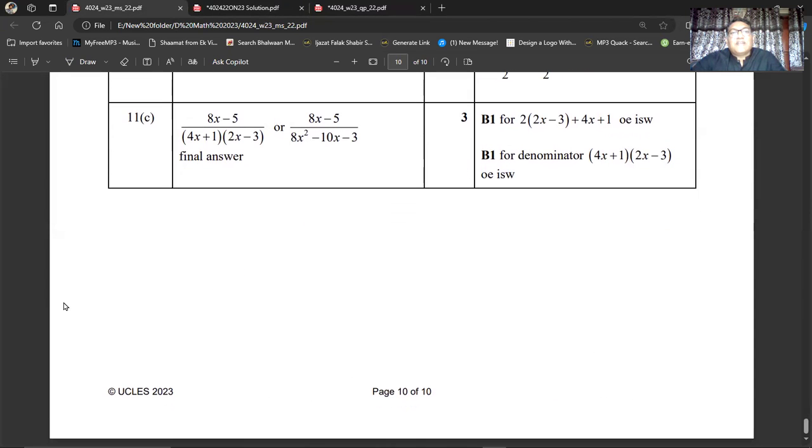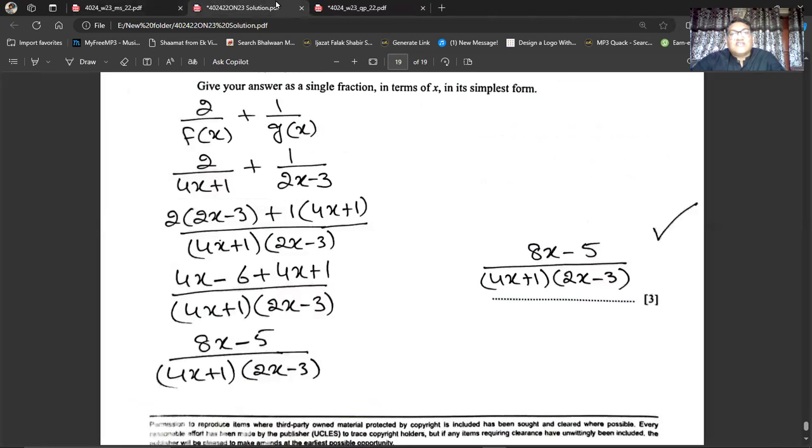So this was question number 11 and its C part. This is how this is done. If you want more time with this question, question number 11, C part, pause the video, take your time with this.